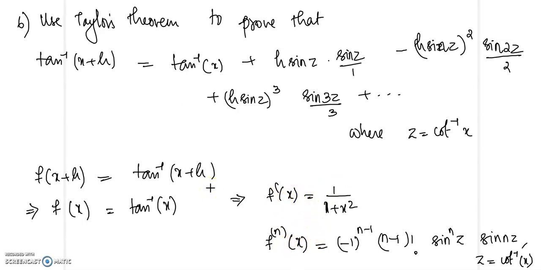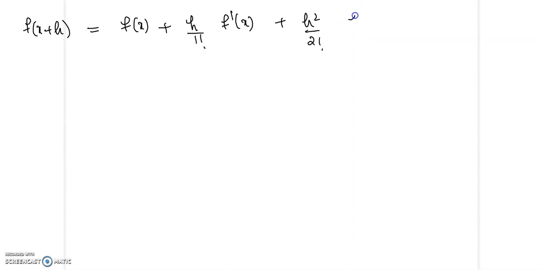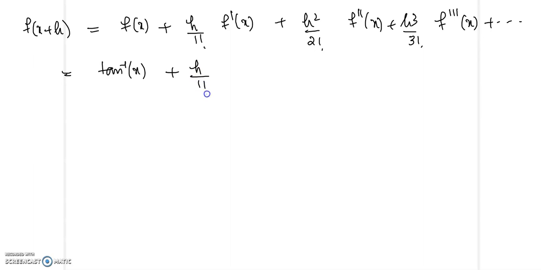And now let us use fn value to write down the Taylor series expansion. Okay. So f of x plus h will be equal to f of x plus h by 1 factorial f dash of x plus h square by 2 factorial f double dash of x plus h cube by 3 factorial the third derivative of x plus etc. So f of x is tan inverse of x plus h by 1 factorial.